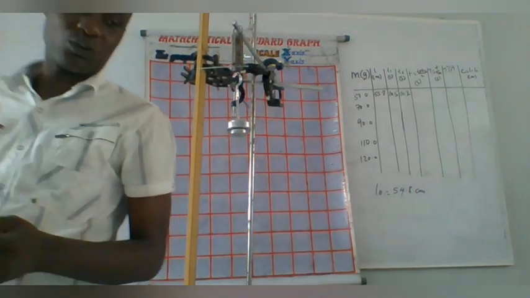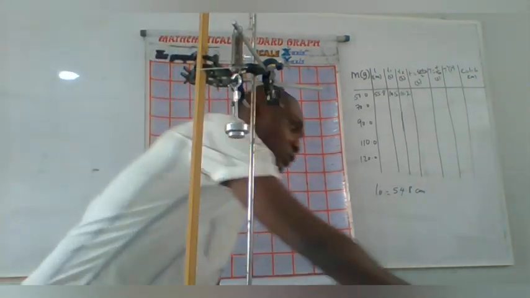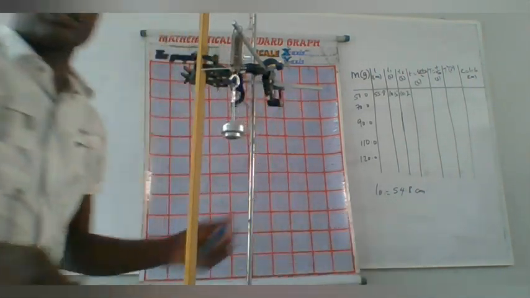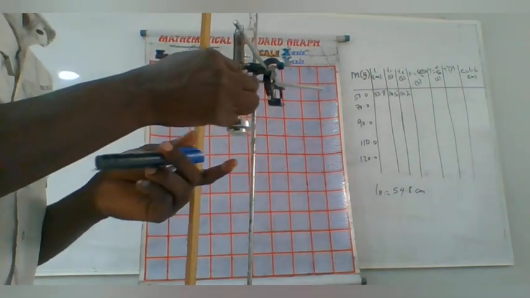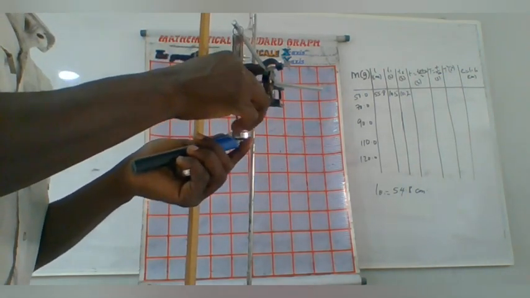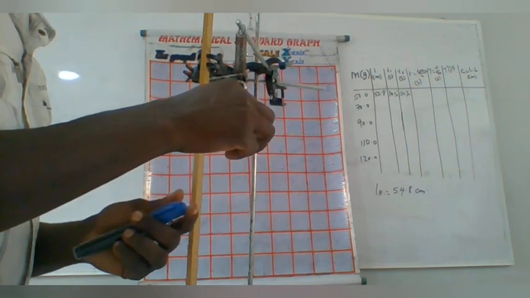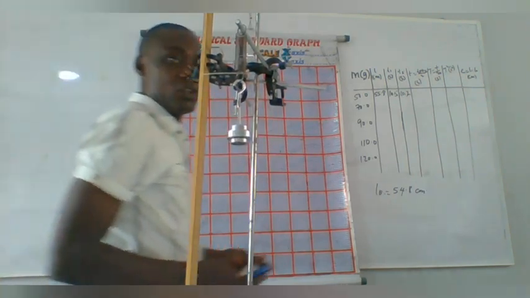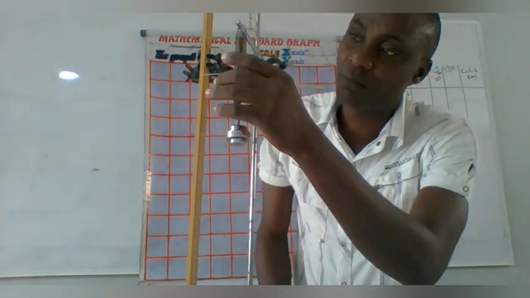So the next thing I have to do is to add another mass to make it 70. So I'm going to stop it here. This is just to show you how to carry out the experiment. So add another mass. This time around, I'll determine the new length again. So let me determine the new length.